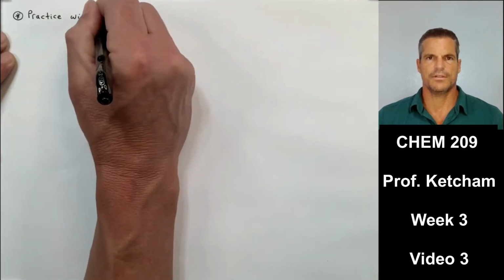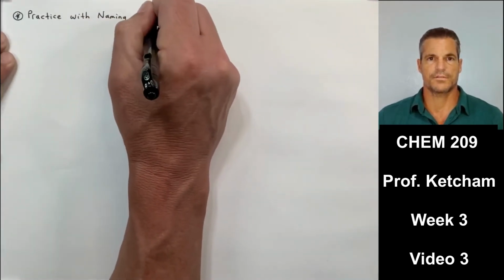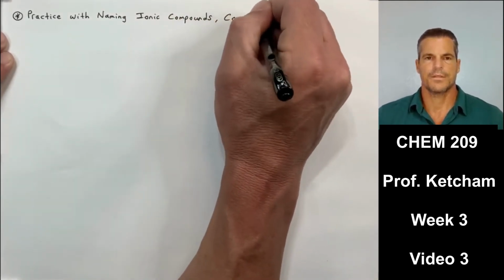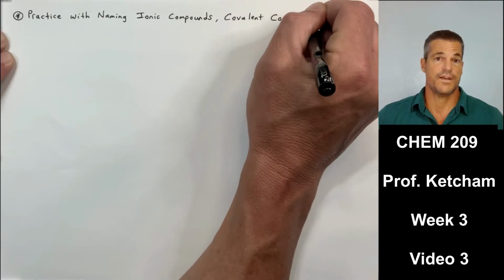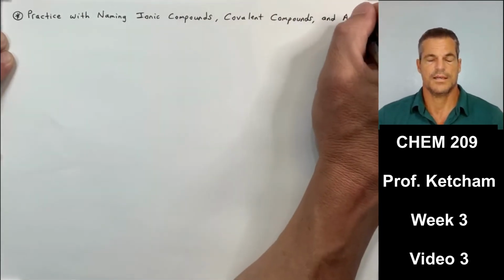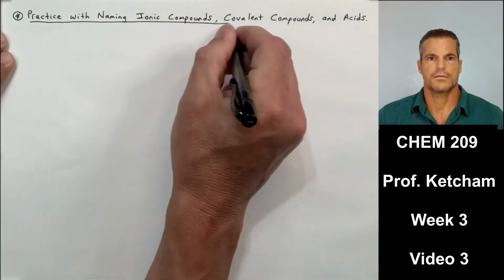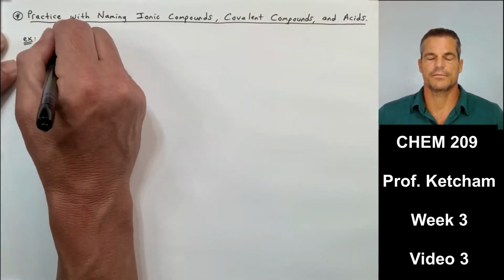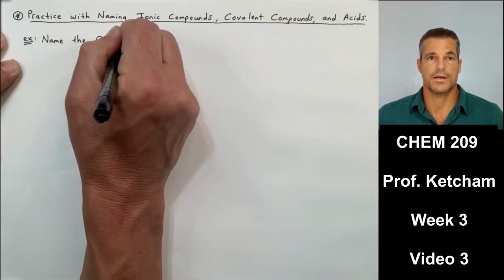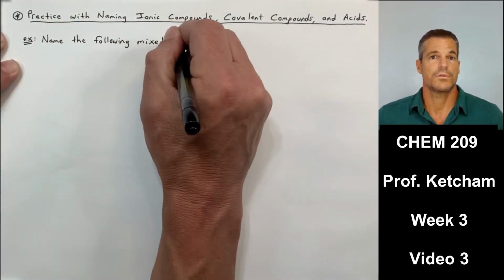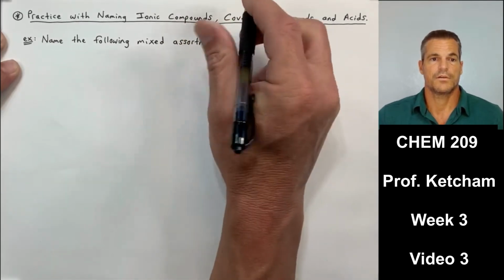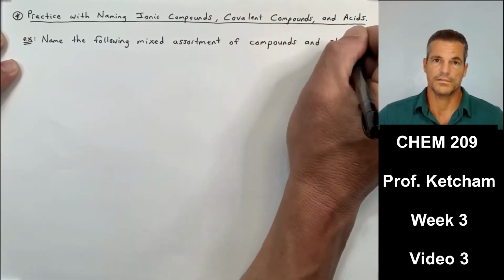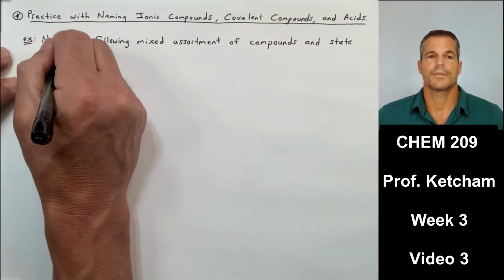Today is our last part of notes for section 2, and we're going to practice naming ionic compounds, covalent compounds, and acids. The hard part about today is that we're going to jumble them all together. So we don't know ahead of time if it's an ionic compound, covalent compound, or an acid. If we're given the names, we'll come up with the formulas. If we're given the formulas, we'll come up with the names. All right, so let's get started.